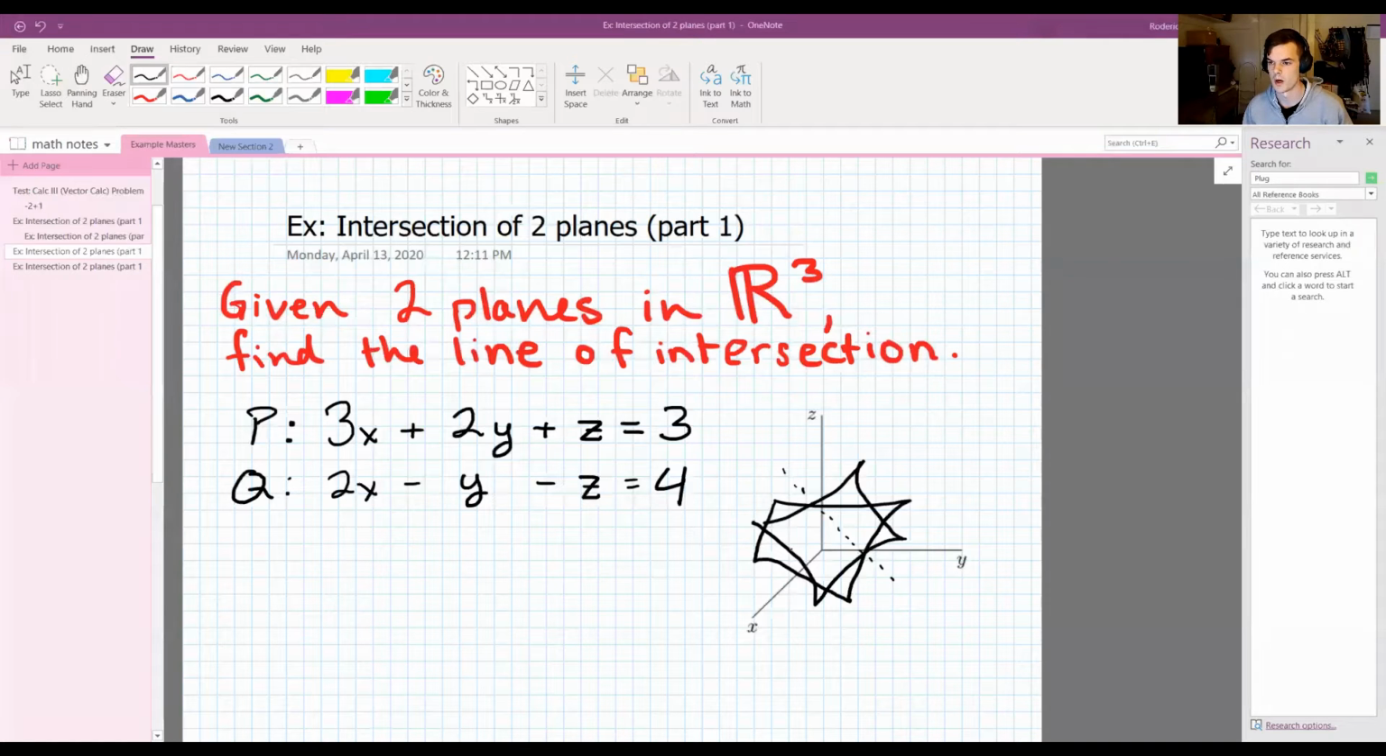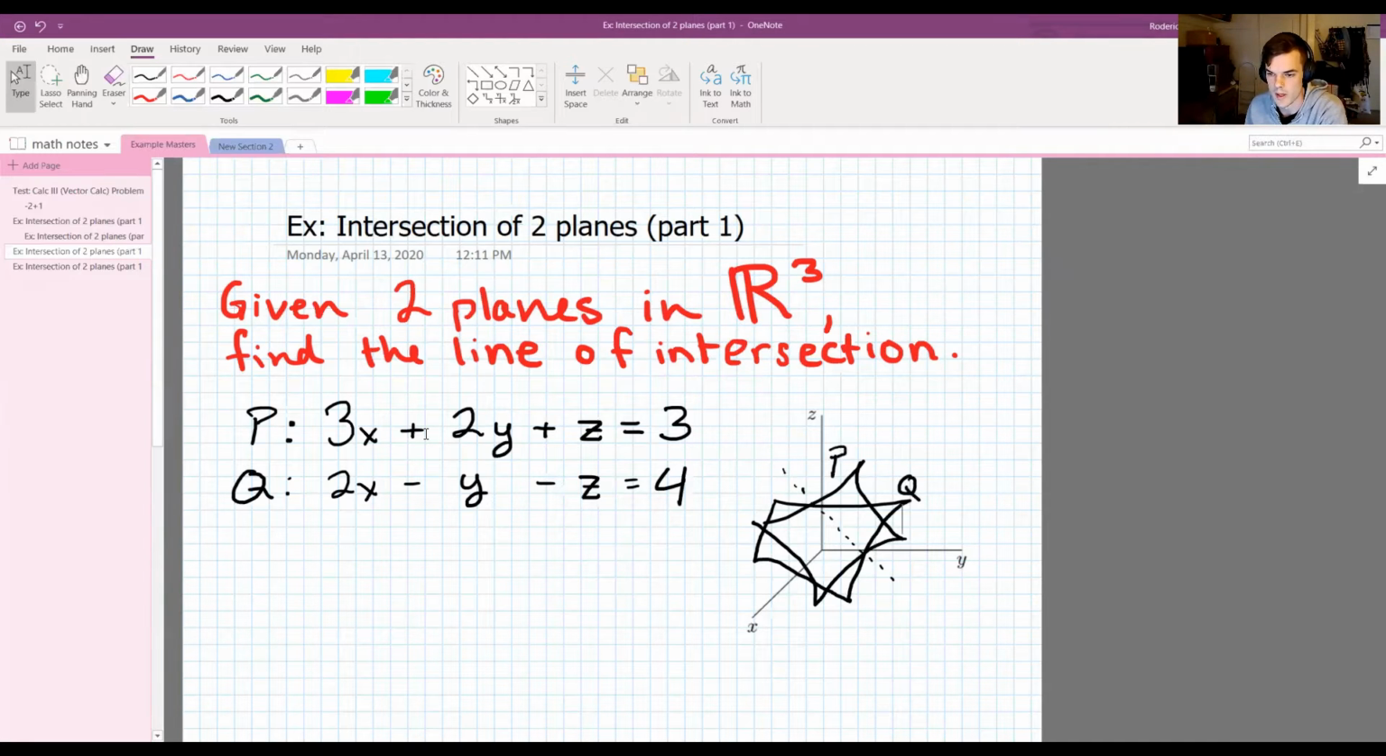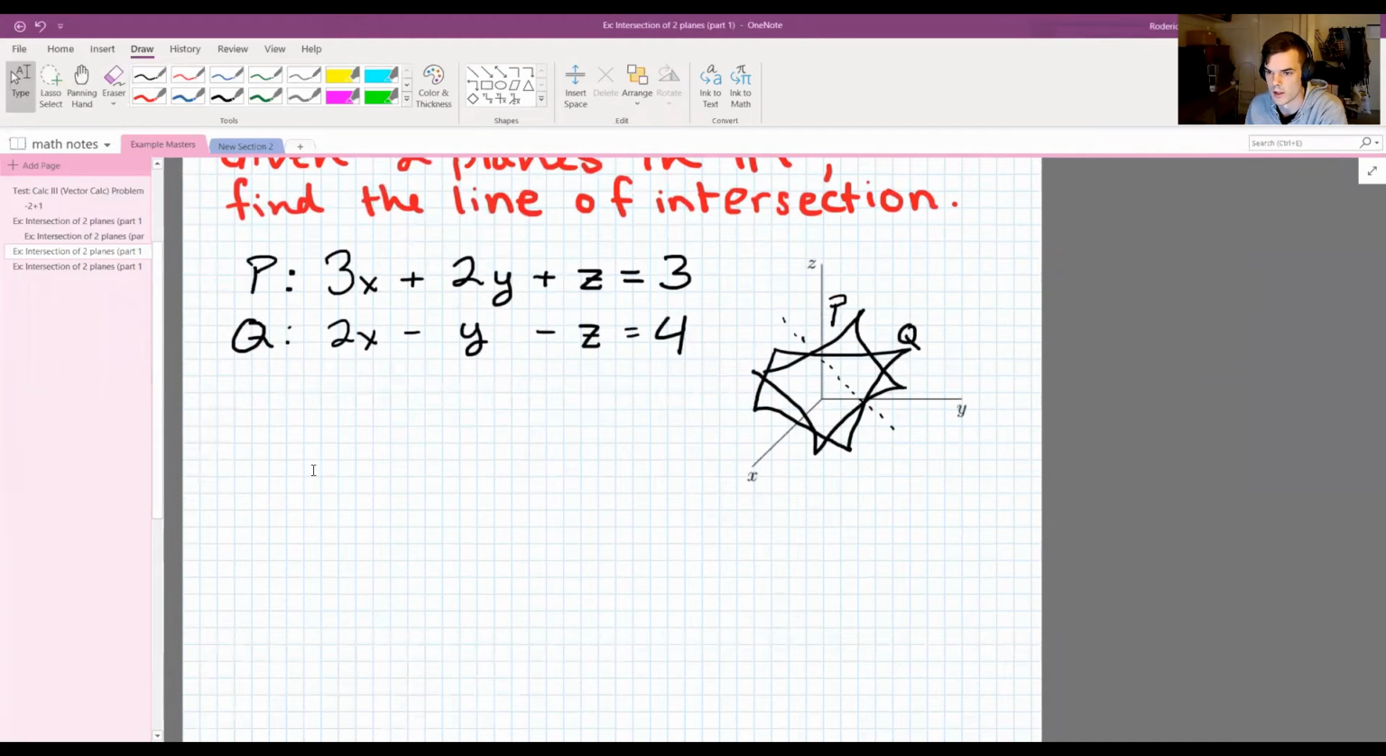All right, so for this problem, we're looking at: given two planes in R3, find the line of intersection. I'm going to show you a way to do this where we're not going to have to use any vector properties or think about these planes geometrically. We're just going to solve some equations. So the first step of this is to solve P and Q for x.